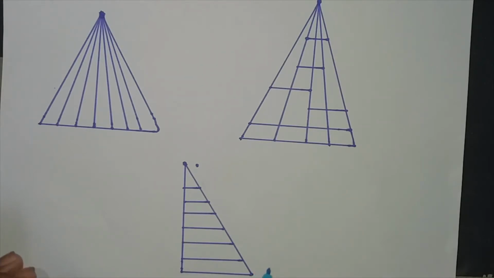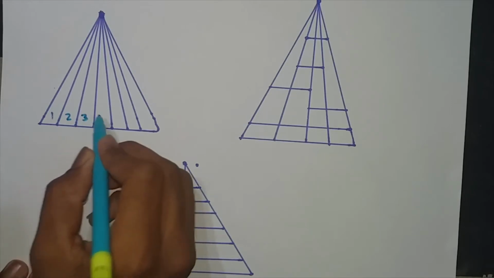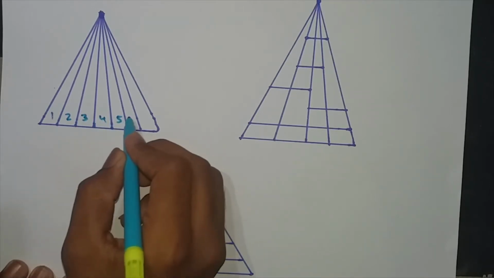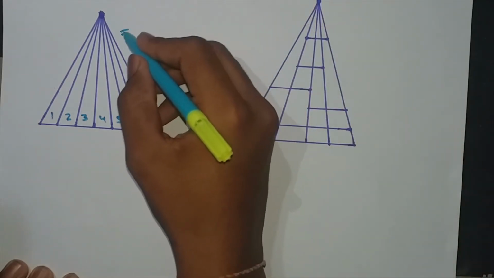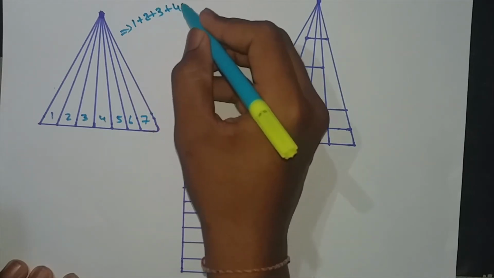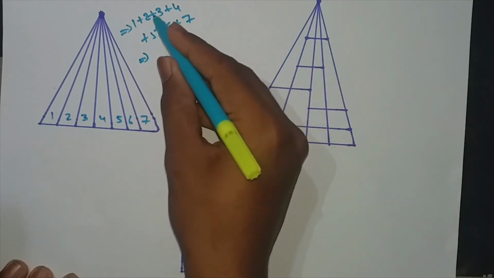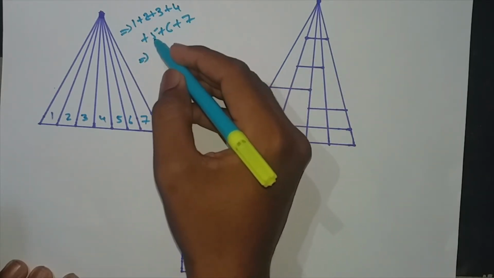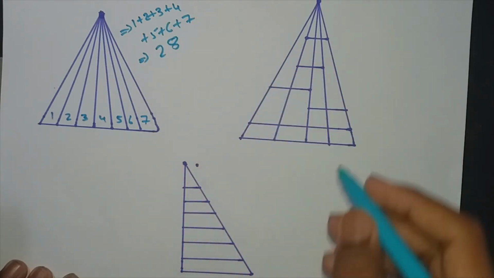Don't panic. First of all, as I previously told you, write one natural number for every part. This is 1, this is the second part, this is the third part, this is the fourth part, this is the fifth part, this is the sixth, and this is the seventh. Try to solve with the previous method: 1 plus 2 plus 3 plus 4 plus 5 plus 6 plus 7. How much does it give? 21 plus 7. That gives 28 triangles in this.